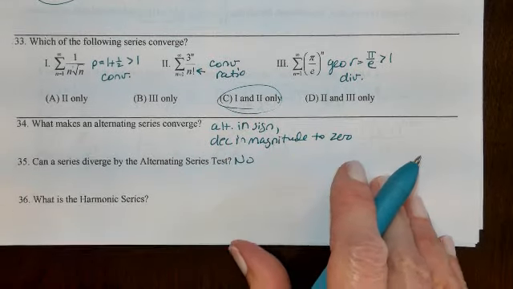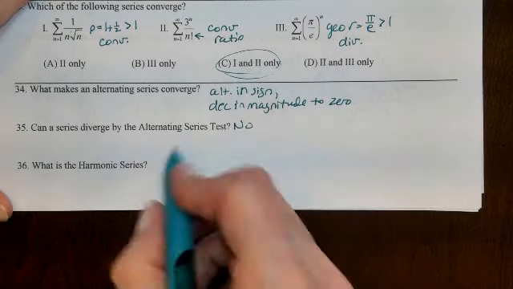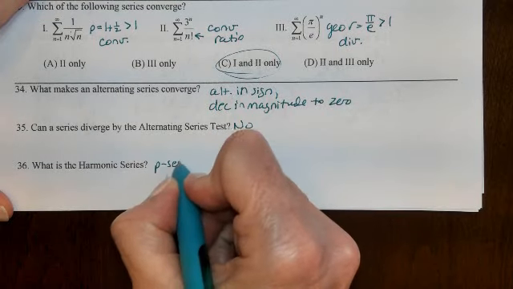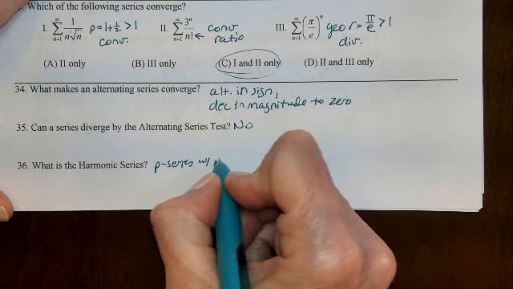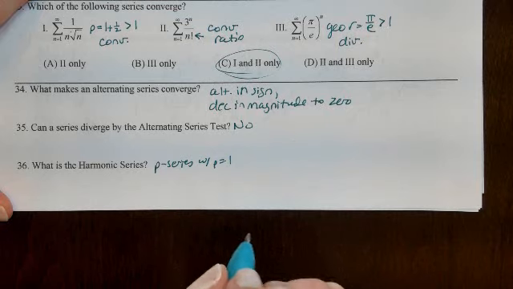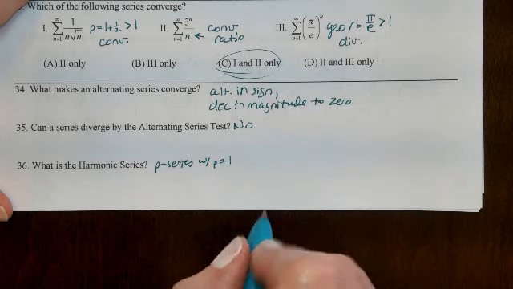What is the harmonic series? The harmonic series is a p series with p equal to 1. That's a harmonic series. Okay?